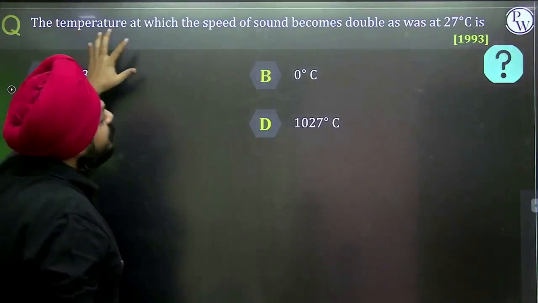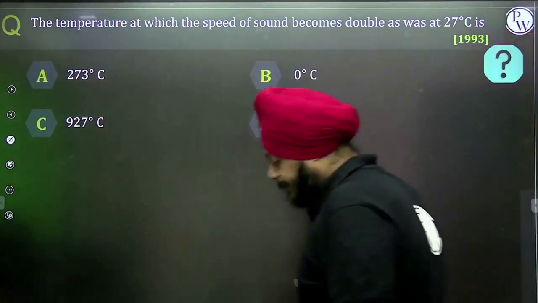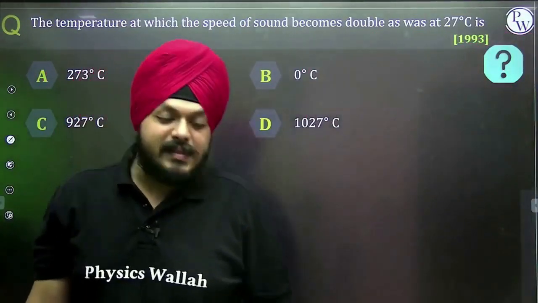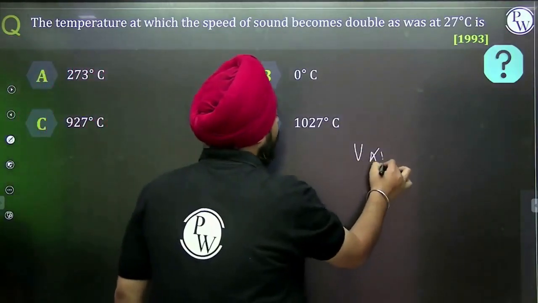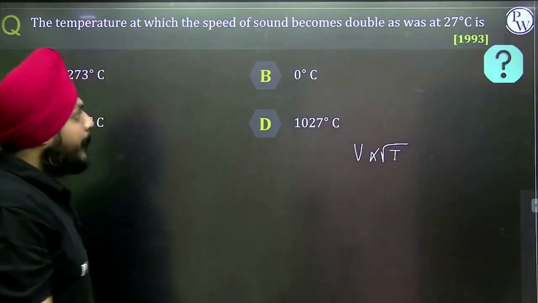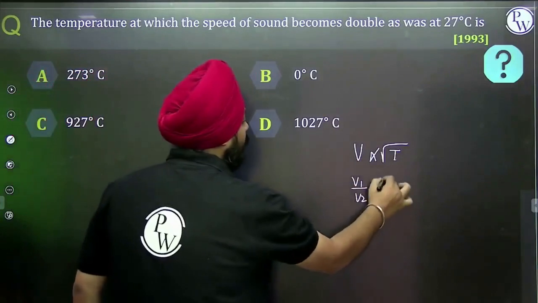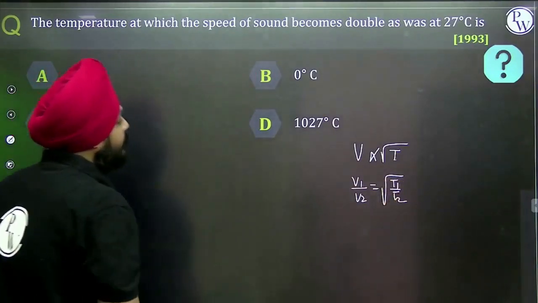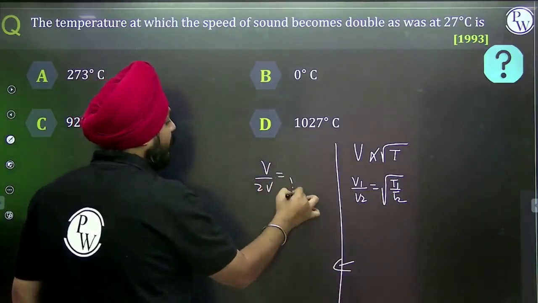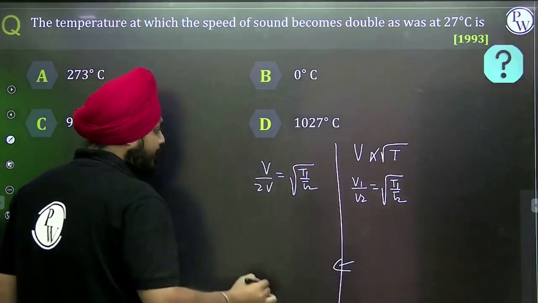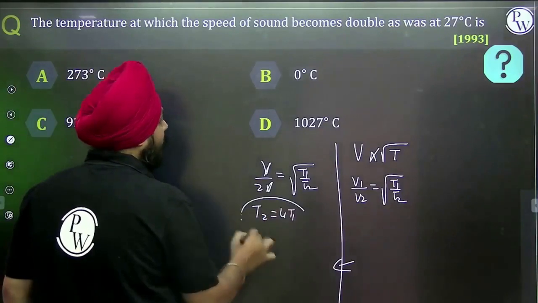The temperature at which the speed of sound becomes double what it was at 27 degree centigrade. Sound becomes double. See, the speed of sound and its relation with the temperature is this. Now, can I say V1 by V2 is equal to under root of T1 by T2? The speed of sound is getting doubled. So it's V by 2V equal to under root of T1 by T2. Right, so this V is going to cancel. T2 is equal to 4 times T1.